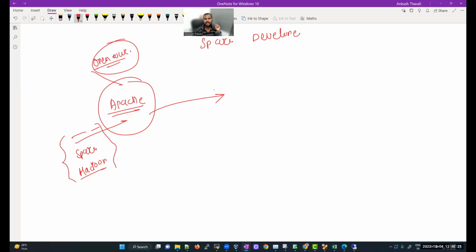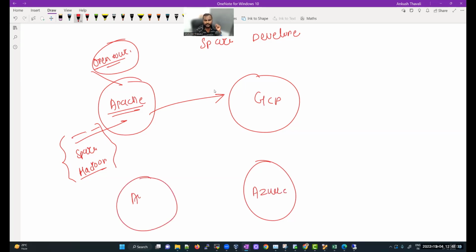Even the cloud people, there are multiple vendors, are also providing the same technology. Like if you take the example of GCP, Azure, or AWS, they are also providing the same things. But when it comes to Spark, it is everywhere. Spark is here also.